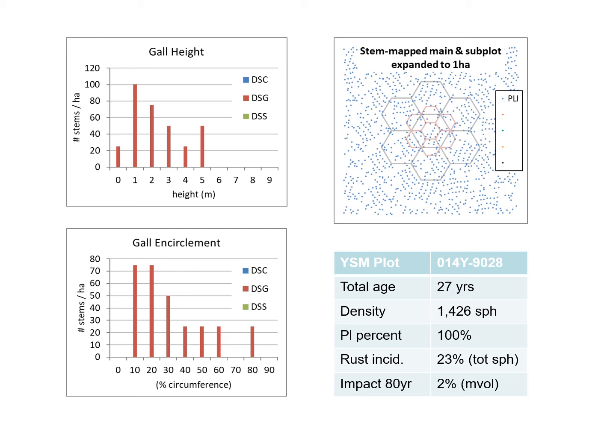The nested stem mapped YSM plot was then used as input to run TAS. TAS runs indicate that when projected to age 80, there is a 2% merchantable volume impact due to stem rusts. This percent is expressed as a percent volume loss relative to a non-infected stand. This entire process was repeated for each YSM ground sample plot.